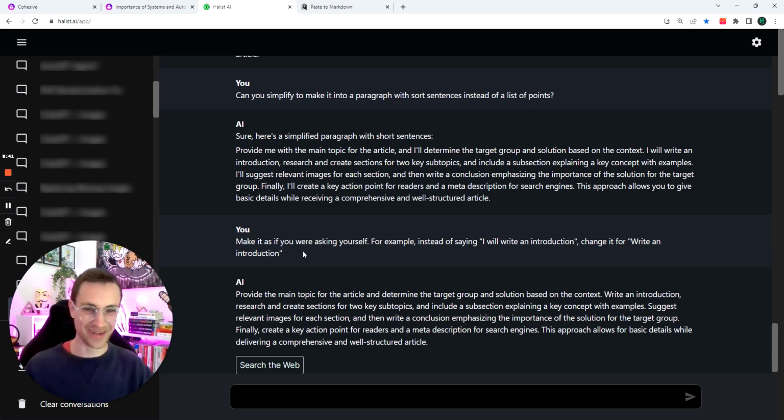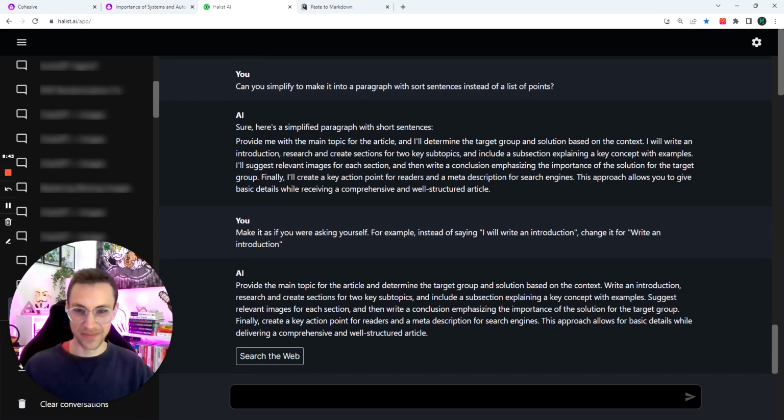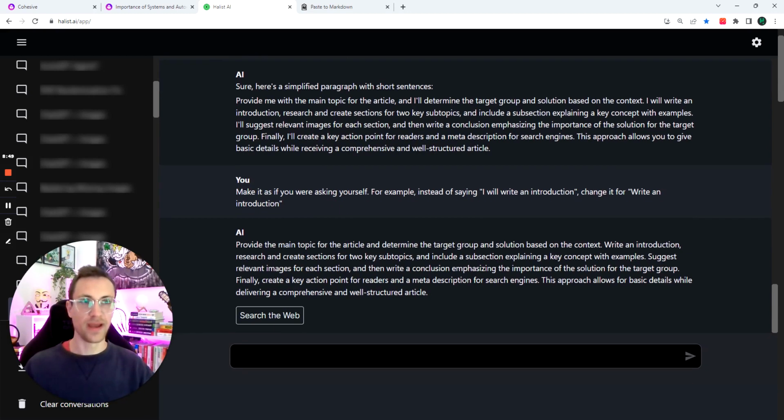Okay, going back to what we were doing. So, make it as if you were asking yourself. For example, instead of saying I will write an introduction, change it to write an introduction. So I made it more, there's a word for it, but I forgot the exact word. What it means is make it more actionable, I guess.